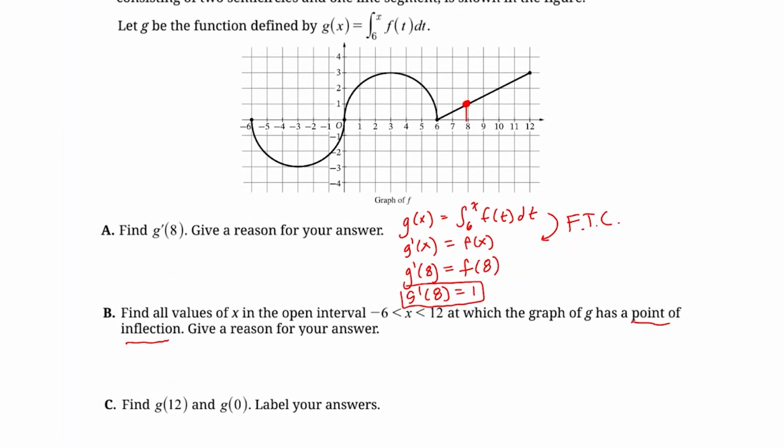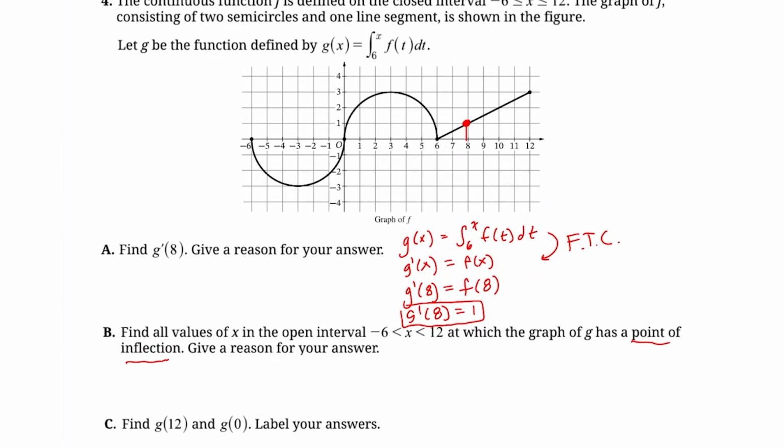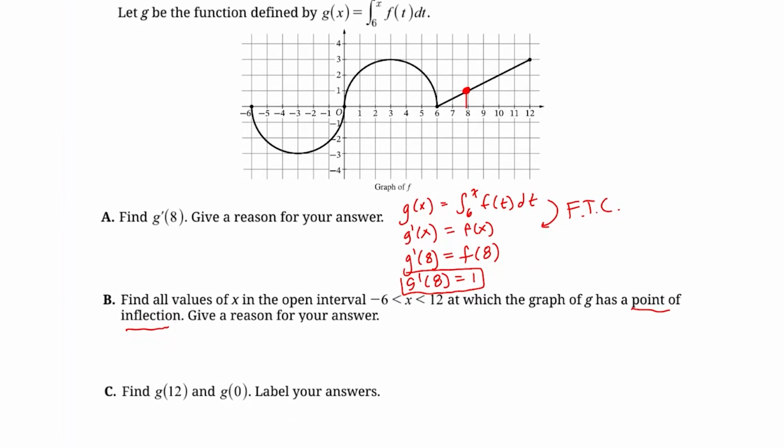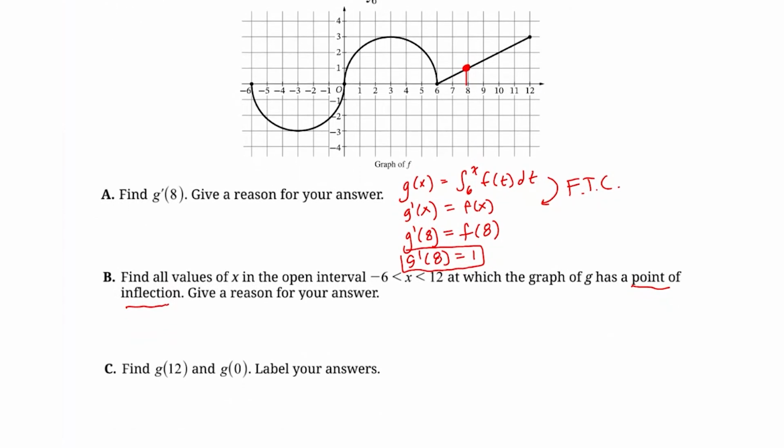So points of inflection occur whenever the second derivative changes sign. So if we know the first derivative, and we got that from part A, we know the first derivative is just f of x. The second derivative of g is f prime. Okay, f prime correlates to the slope of f. So we're really going to be looking at the slope of that to find the points of inflection. So points of inflection occur anytime that g double prime changes sign. So what we need to do is find the critical values of f prime, or the subcritical values of f. In other words, where is g double prime equal to 0?